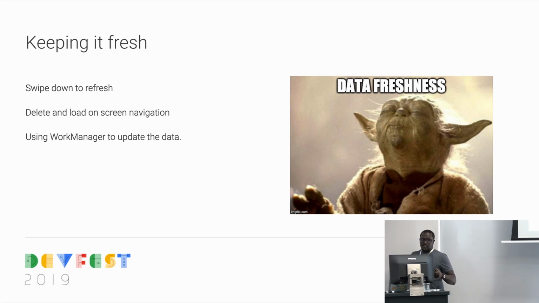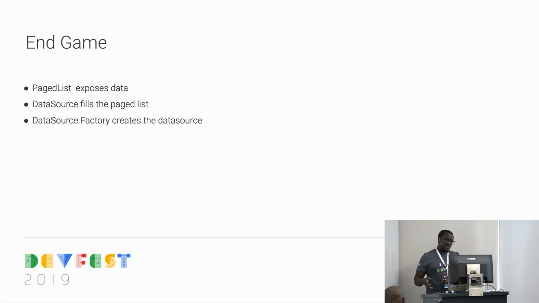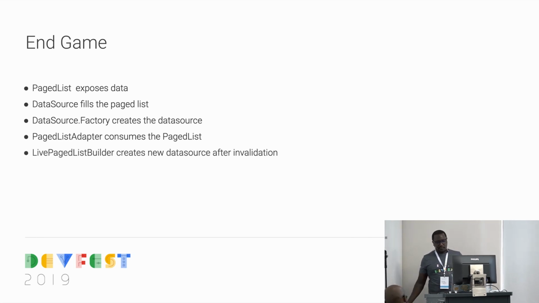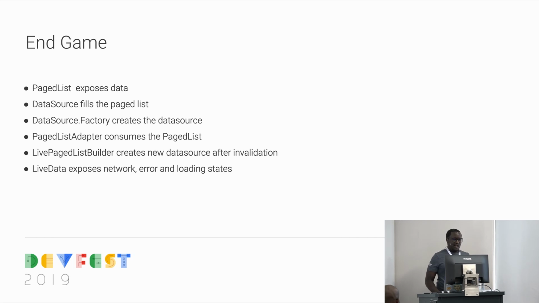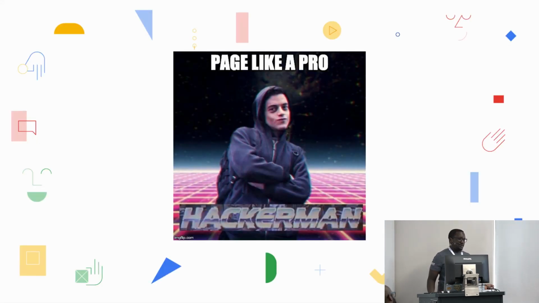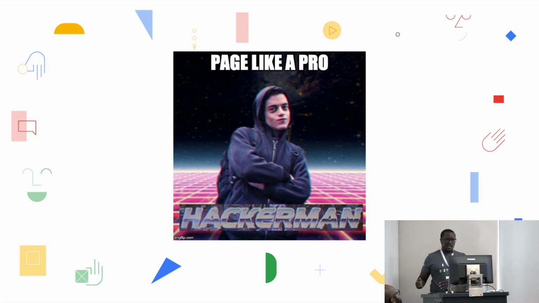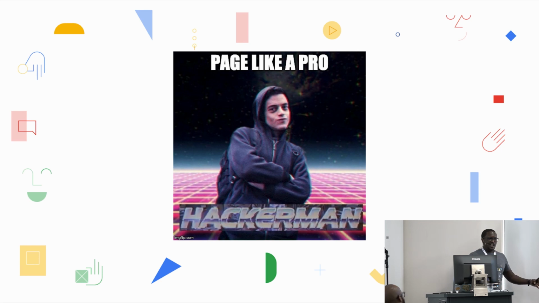So now we've dealt with all these strategies. The end game of what we want to achieve here is that we want the page list to expose the data. We want the data source feeding your page list. The data source factory creates your data source, your page list adapter consumes the page list, and the live page list consumes that and pushes it to the UI. Live data exposes whatever you need, like your page list, your network errors, and your loading state towards the UI. And like that, you will move from having a great okay app to paging like a pro.